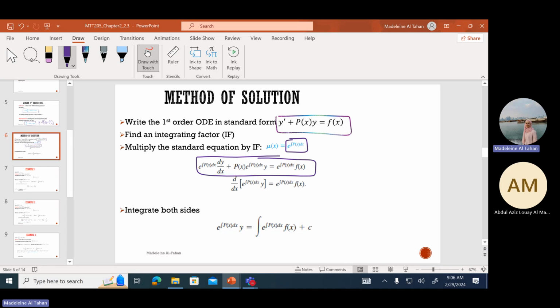Okay? Now let's look at the left-hand side. Let's see. Do you still remember this one? The product rule.